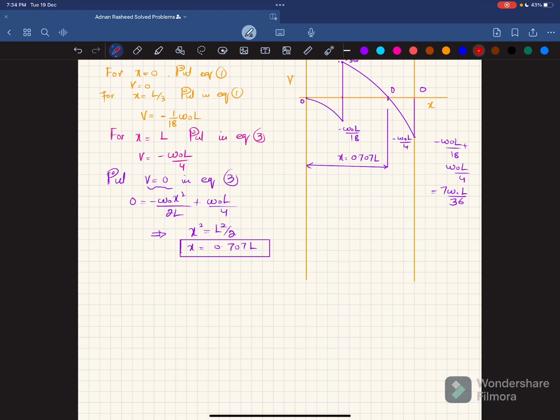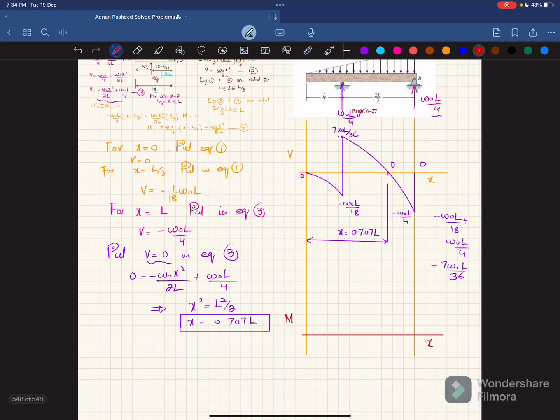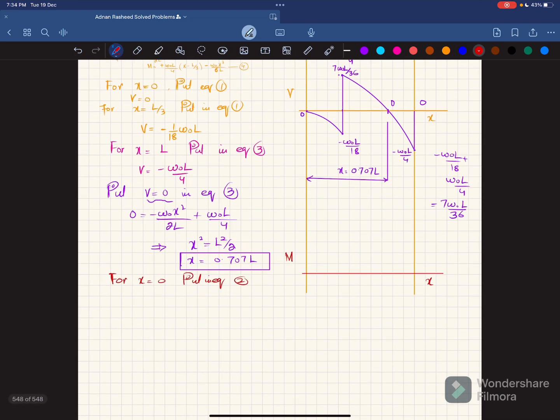For the bending moment diagram, I will again draw a horizontal line, where x will be the length, and on the y-axis we have moment. For x equal to 0, put it in equation number 2. This is equation number 2. If you put x equal to 0, the moment will be equal to 0. So your first point will be this one. Here moment is 0.